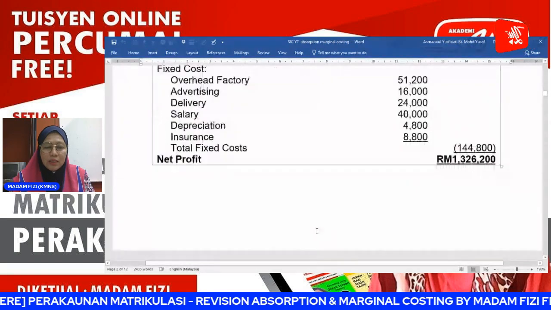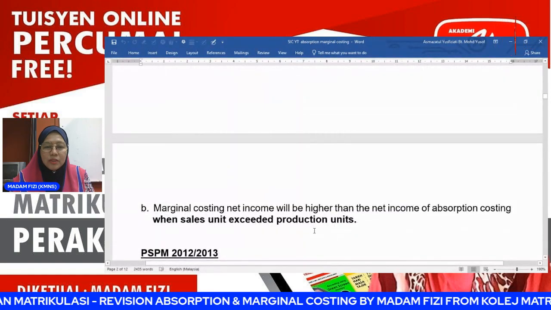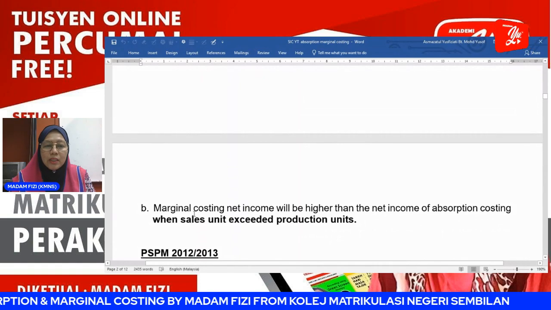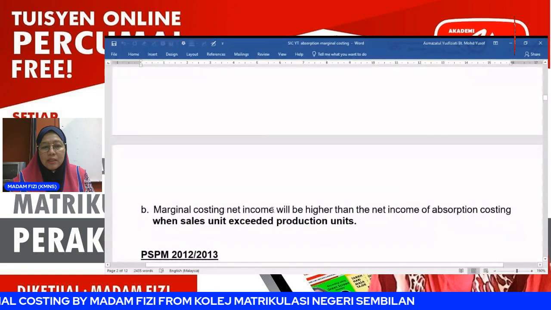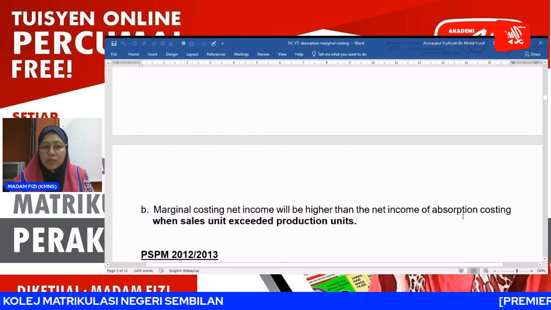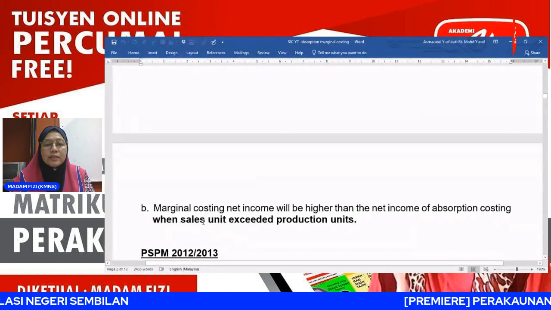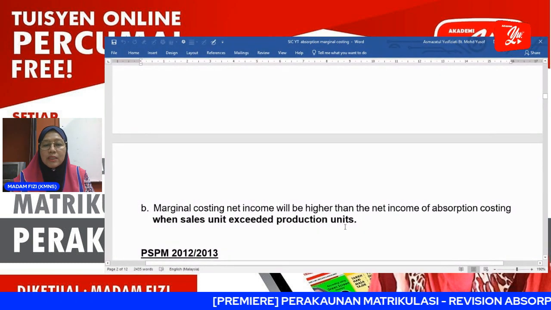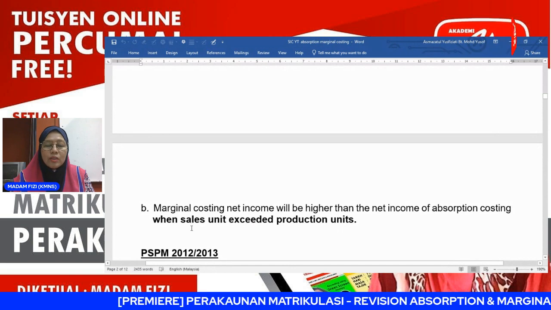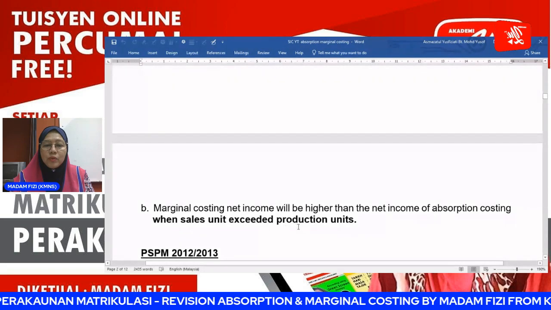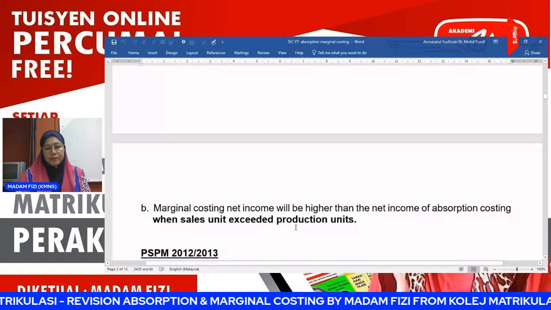Okay. So we continue with the B question. The marginal costing net income will be higher than the net income of absorption costing when sales units exceed the production units, or sales unit is bigger or higher than the production unit.